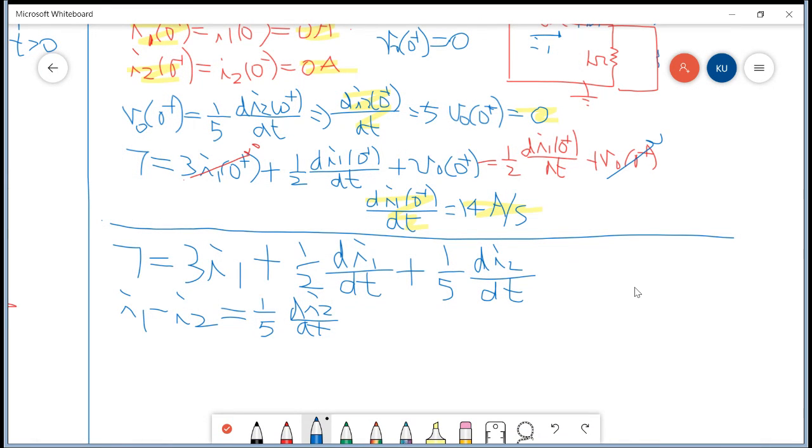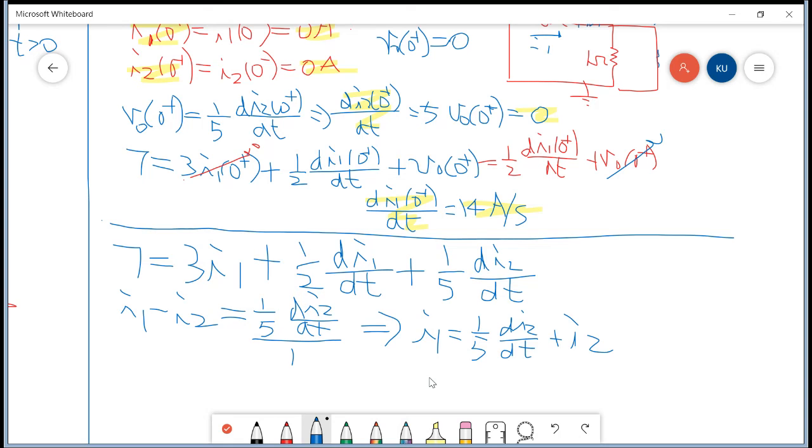So this is over 1, which is itself. So in this case, for the second one, we can write it as I1 equals 1/5 di2/dt plus I2. And for the first one, we can just leave it there.